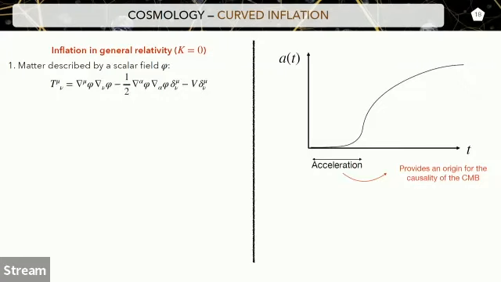If we do this, we assume a scalar field in the energy momentum tensor, then we have naturally a phase of acceleration, which provides this thing. So assuming this simple hypothesis, we solve this problem of causality.